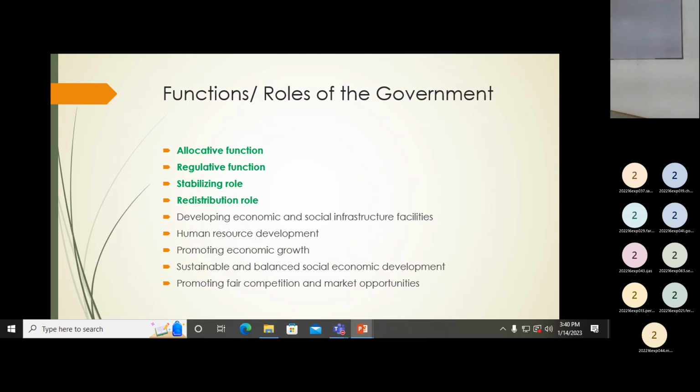Then regulative function, what does that mean? Yeah, government has a responsibility to set the rules and regulations in a country, to regulate economic activities, social activities, everything. So they have to make sure it's regulated, right? So that is why government through the parliament, they pass acts, rules and regulations, and through judiciary also they pass rules and regulations to a country, right? Then stabilizing it. What do you mean by that?